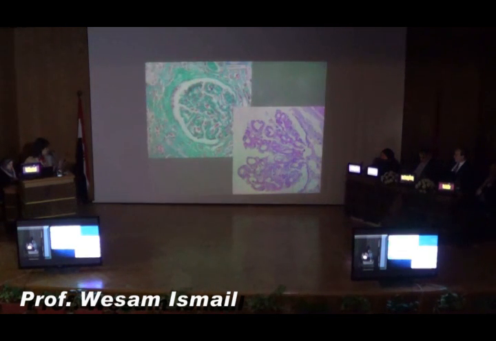However, when you look with the special stains, you see that these capillary basement membranes are actually wrinkled. This is a trichrome stain, and it's better seen with a PAS stain, which stains the basement membranes, and you see the wrinkling of the basement membranes. This wrinkling tells you that this thickness is fake. This is a false thickening. This is not a membranous nephropathy or any other disease causing thickness of the glomerular basement membrane. This is just wrinkling of the basement membrane due to ischemia and ischemic collapse of the hypertensive glomerulus.